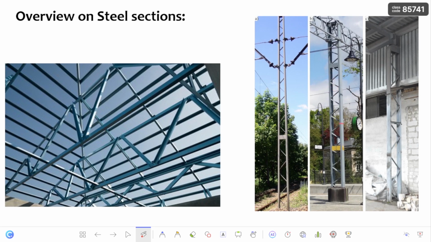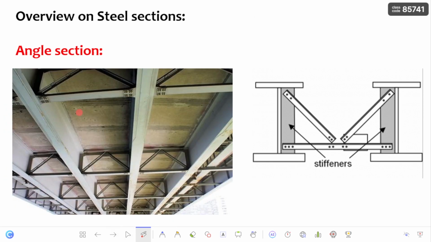And coming to the other applications, it is used as a diaphragm member in the bridge girder system. See, this is a diaphragm member in the bridge girder system. This is a bridge girder, and it is also used as a web stiffening element in the plate girder. See, this is the angle section which is connecting both plate girders, and is used as a web stiffening element.